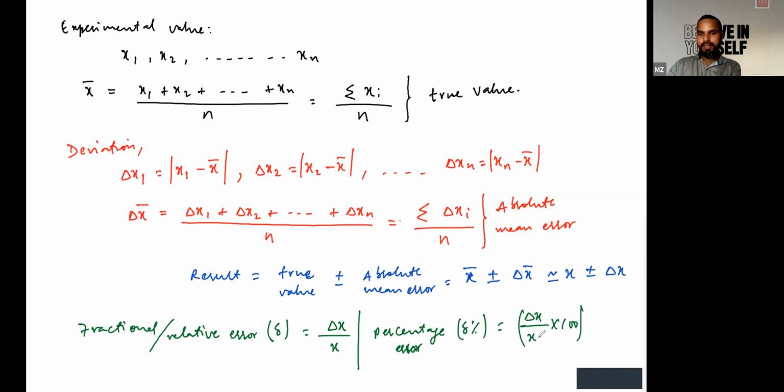So for any of the calculation, you have to find four different values. First is true value, just take the mean of all individual data. Next, try to get the deviation, and then take the mean of all deviated values. So you can call it absolute mean error. And on the basis of these two terms, you will define fractional or relative error by taking the ratio. And if you multiply the ratio by 100, you will get percentage error.